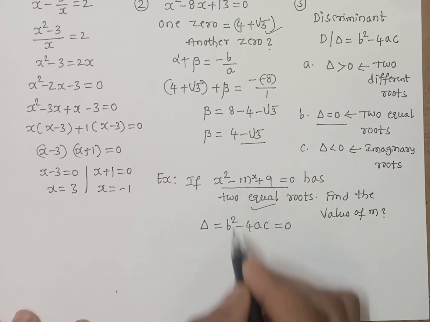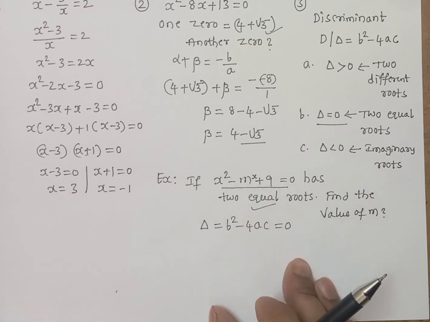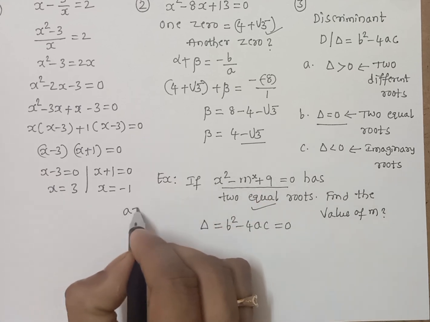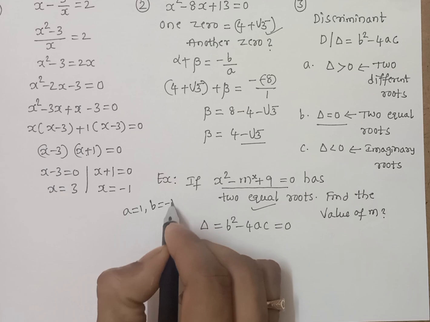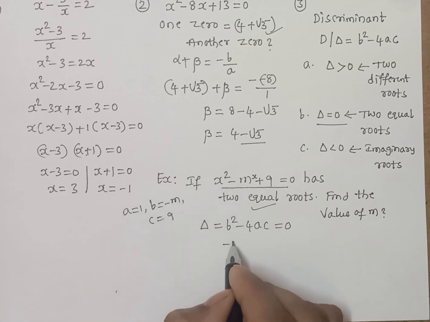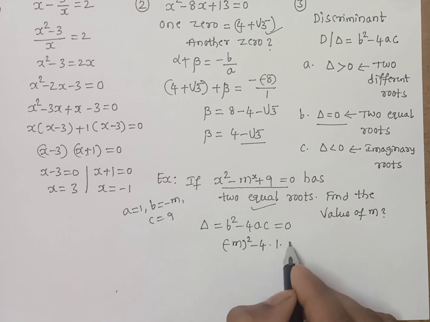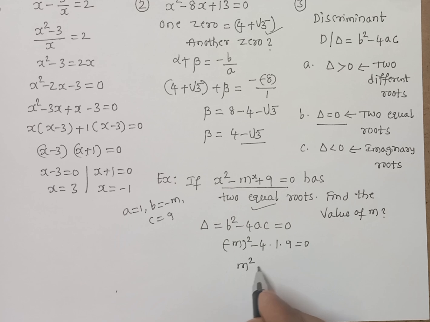So let us substitute the values here. What is the value of b here? If you take the a, b, c values in the question, a is equal to 1, b is equal to minus m, c is equal to 9. Substituting: minus m whole square minus 4 into 1 into 9 equals 0. So m square minus 36 is equal to 0. That means m square is equal to 36.